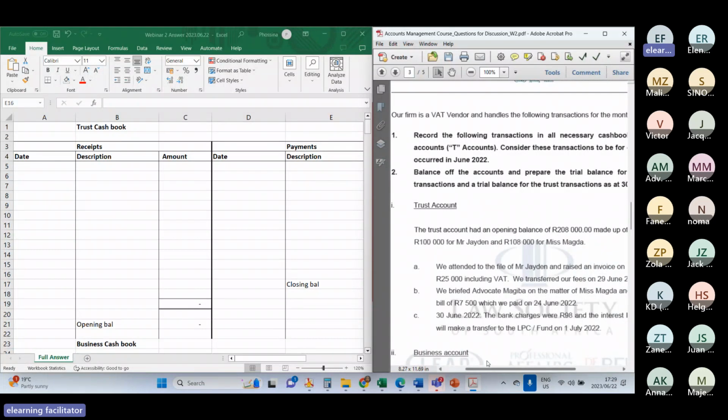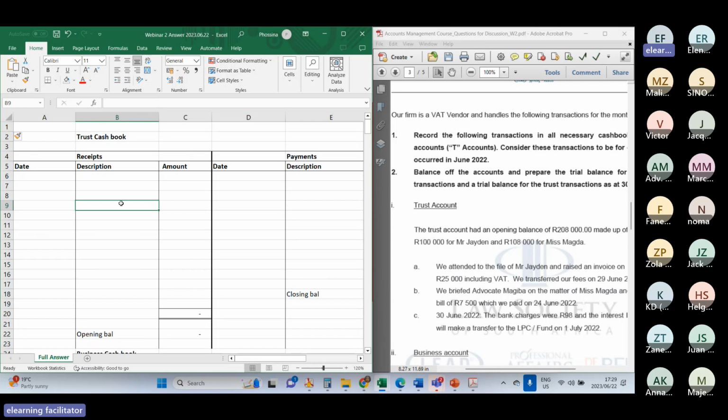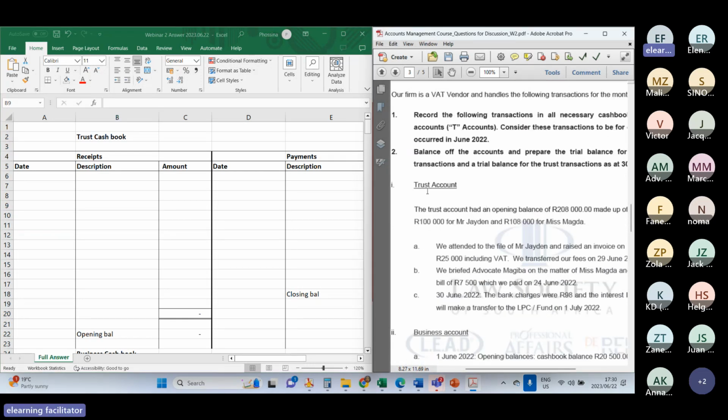That's our question there. Our firm is a VAT vendor, and we are supposed to do our T accounts. I've got just templates, and you are now used to our T accounts. As we are recording, we start with our trust account. We've got a given trust account.